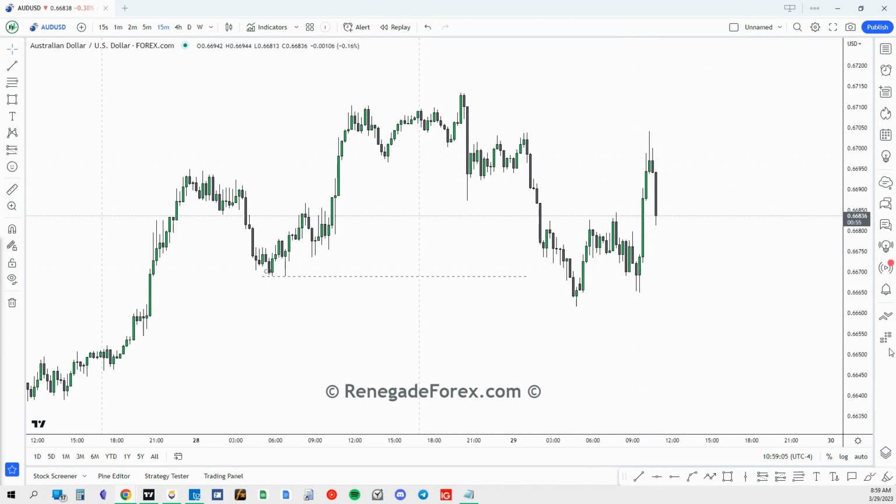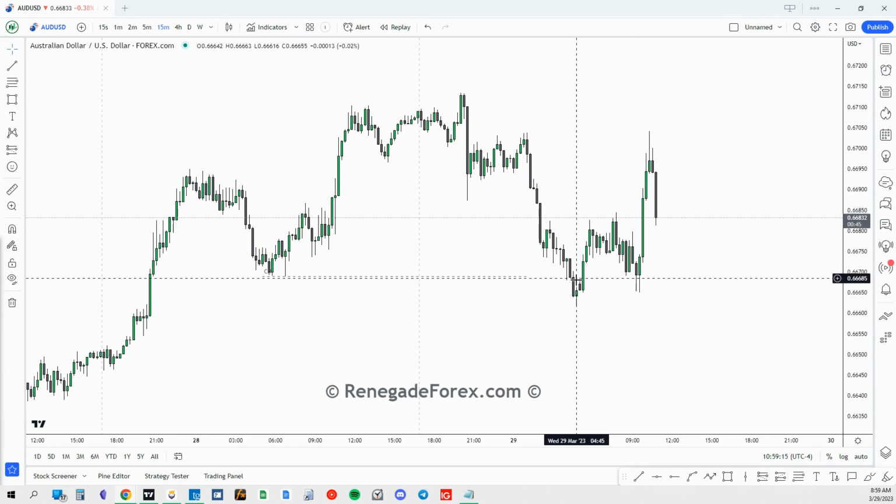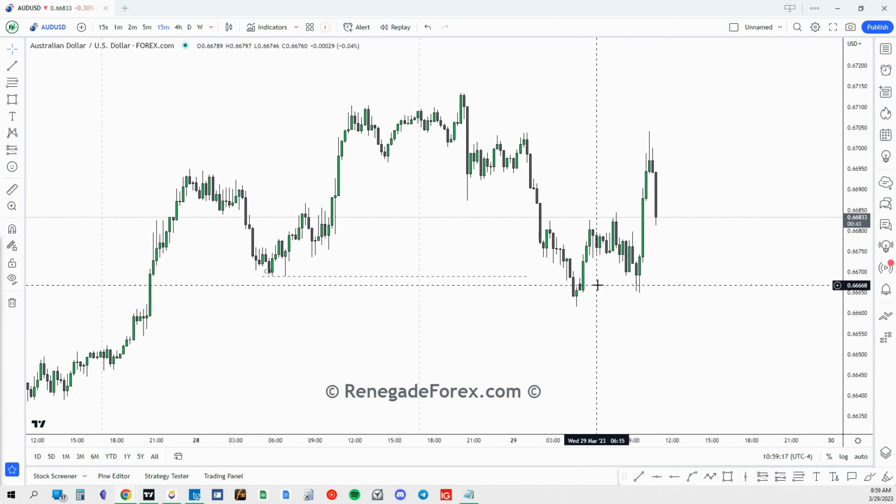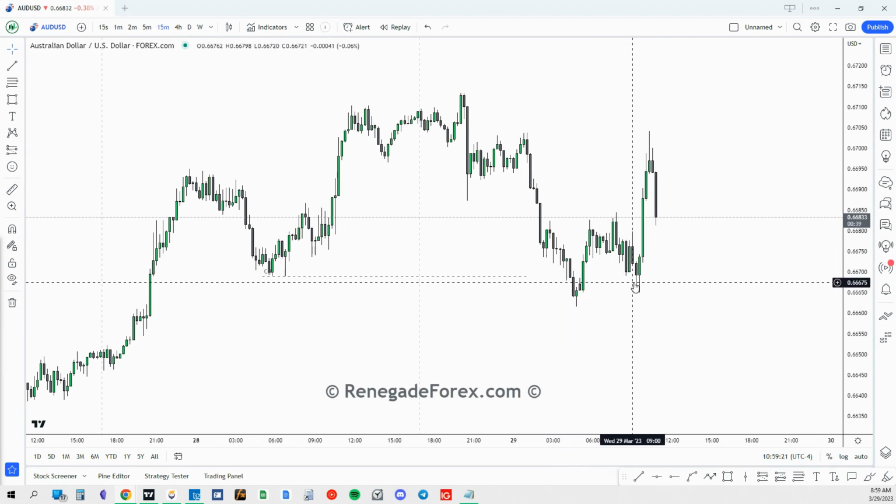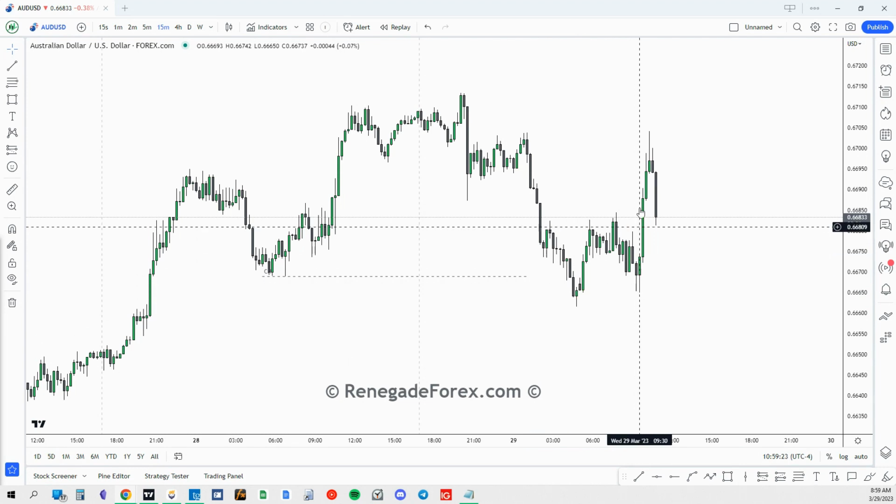Now I'm not going to get into market structure and why I would not be taking a trade going long from there. But to some degree, there was liquidity right there as well as a supply and demand zone. Sorry, it's just a demand zone right here, and that's what fueled this move up.